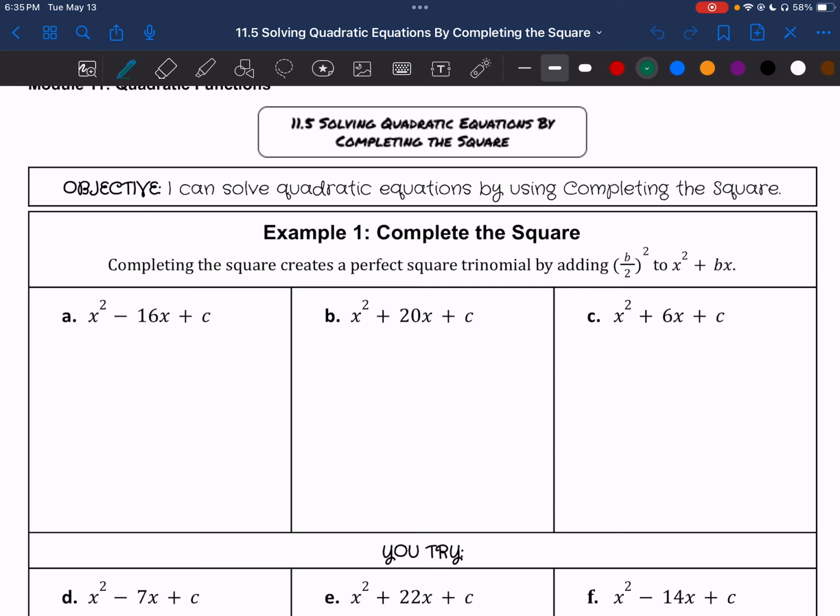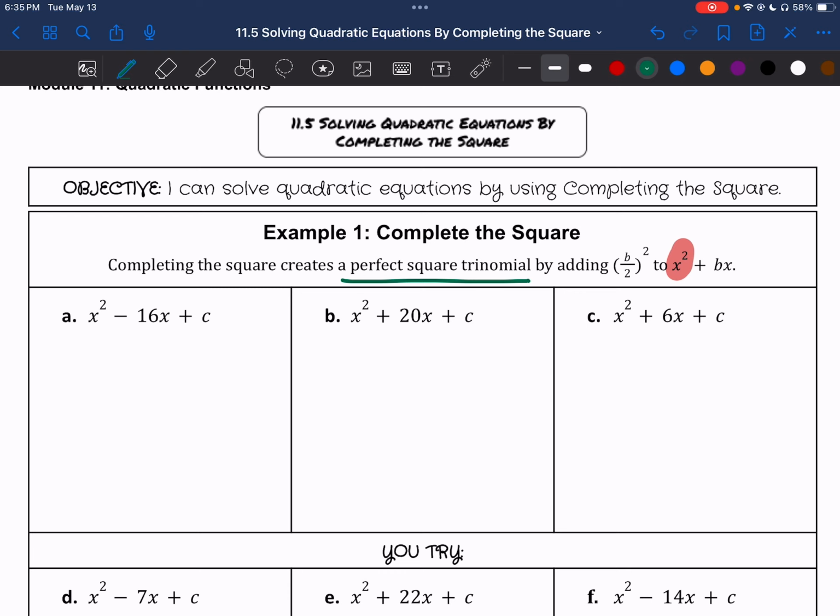So what is the purpose of this? Completing the square is going to create a perfect square trinomial by adding b over 2, the quantity squared, to x squared plus bx. Now, keys to know for this. Number one, to complete the square, we need an a term of 1. So it needs to be 1x squared, or just x squared by itself.